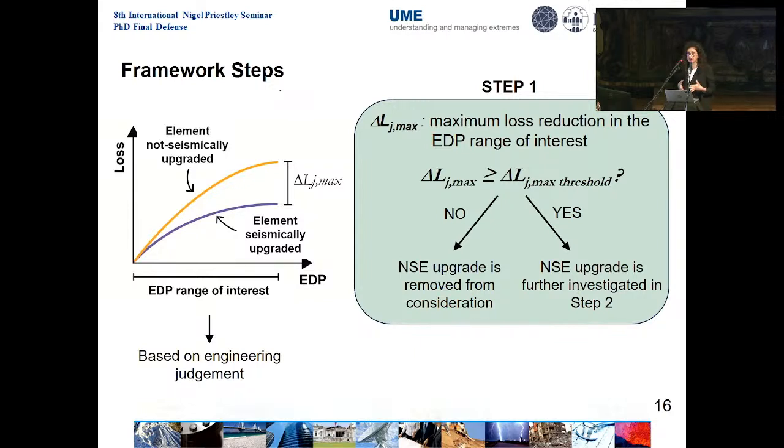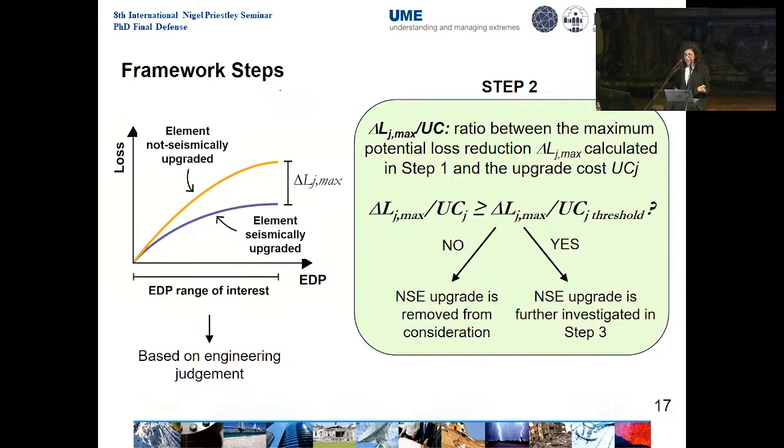And the way the filtering is performed in the first step is by assuming a threshold for this maximum loss reduction parameter, and by comparing for each non-structural upgrade the value of estimated maximum loss reduction with the threshold that we assume. Now, if the maximum loss reduction is below the threshold, the component is removed from consideration. If it's above the threshold, then the non-structural upgrade is further investigated in step 2.